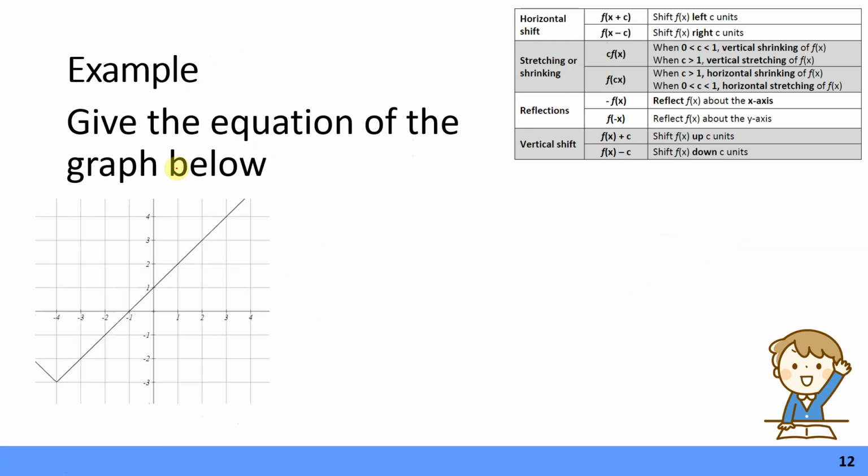All right, here comes the good part. Now we're going to start looking at graphs so you can actually visually see what the transformations do. So look at this one. Here, they don't give us any equation. We're going to have to come up with it on our own. So give the equation of the graph below.